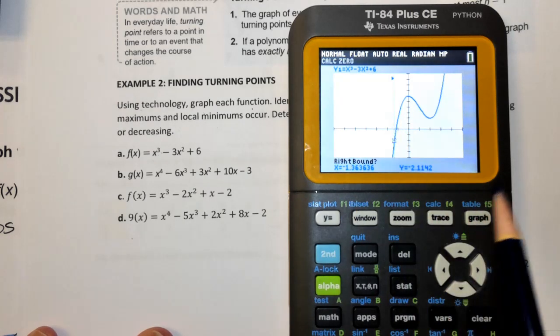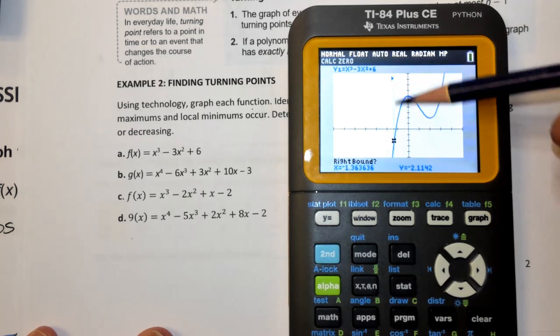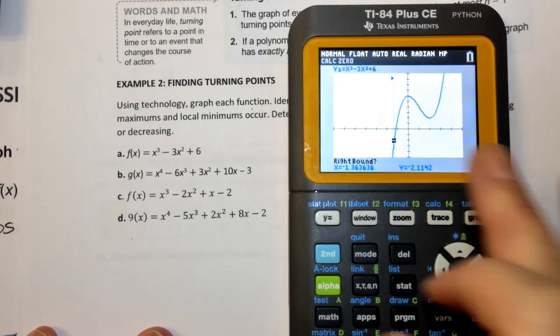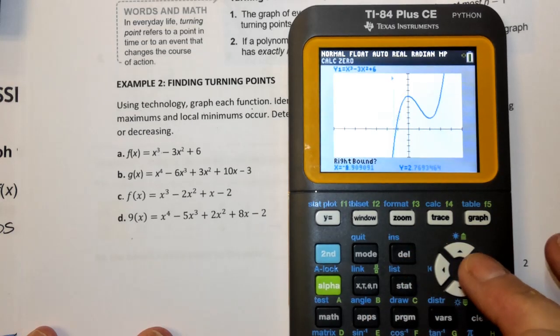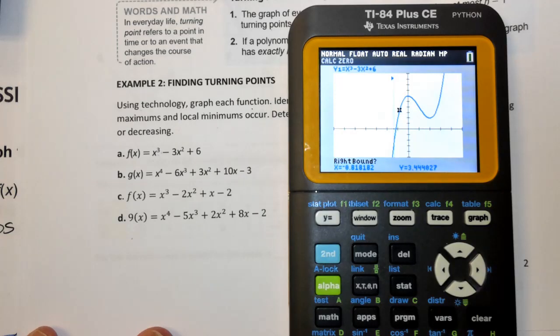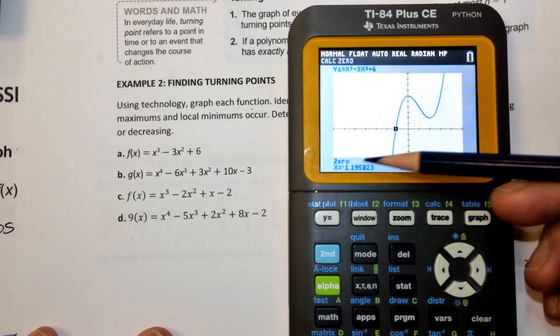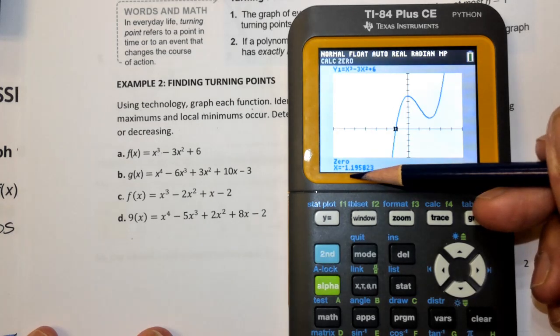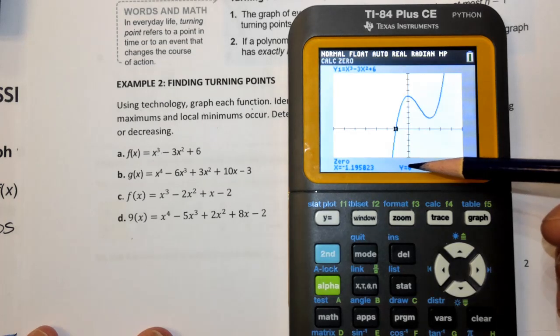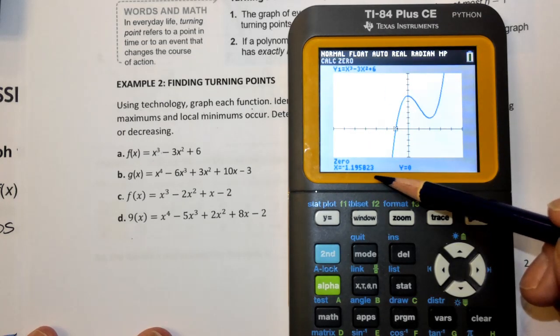Notice there's a little line that it put here. You can see that little arrow right there. So it drew a line there. And then for my right bound, I want to go a little to the right of the x-intercept, and then I hit enter. See how it now says guess? I want it to guesstimate what my x-intercept is. So I hit enter, and it tells me that my 0 is -1.195823. That is when y is 0. So that is our only x-intercept.